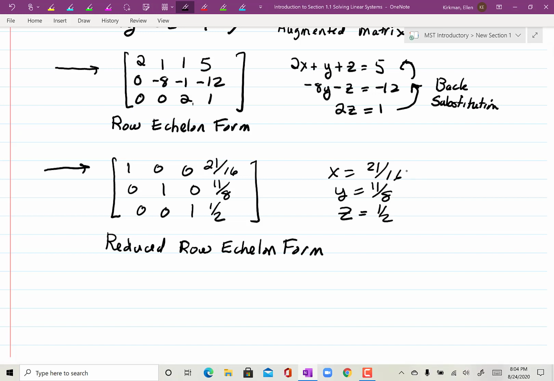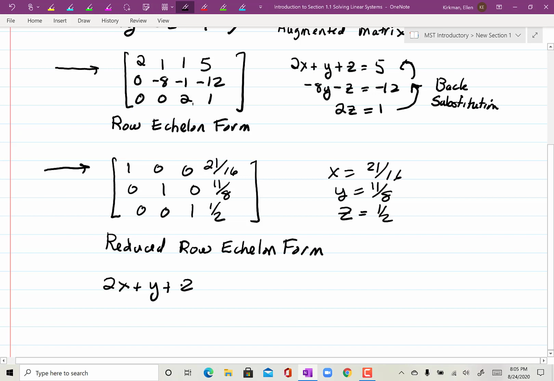So we'll talk about this in more detail. If we only had 2 planes, say 2x + y + z = 5 and 4x minus 6y + z = minus 2, they would intersect in a line. And so now there's not going to be just one solution, there's going to be an infinite number of solutions.